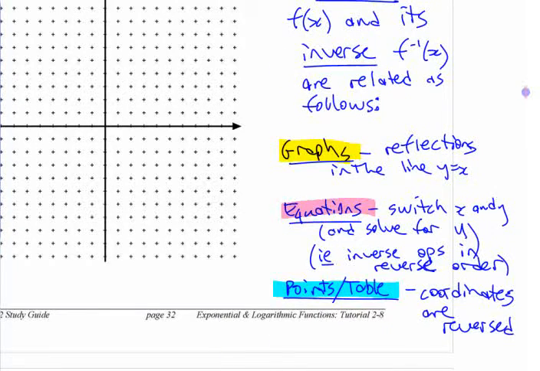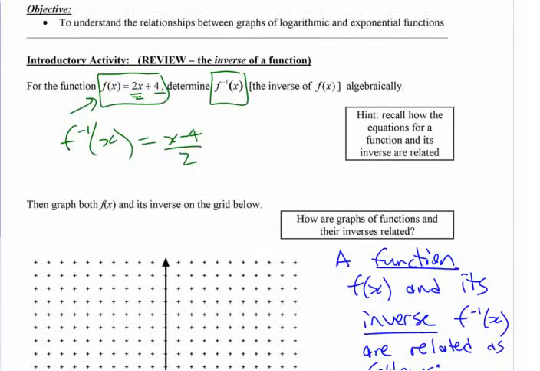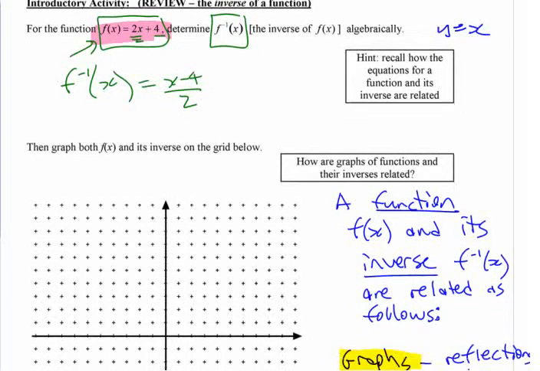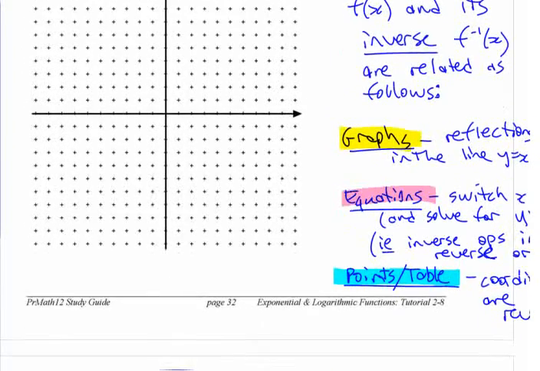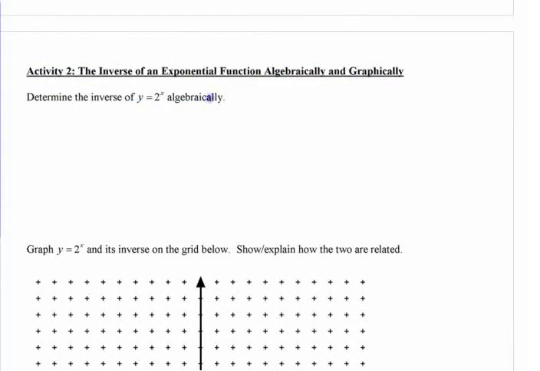A lot of what's here, I'm going to let you investigate for yourself. I don't know why I picked a straight line here, to be honest with you. Maybe this was a bad choice because it's hard to see that it's a reflection. But if you draw that and its inverse and the line y equals x, you will see how the inverses are related.